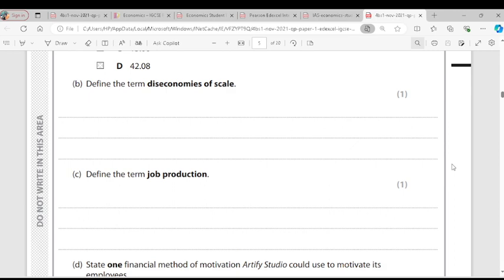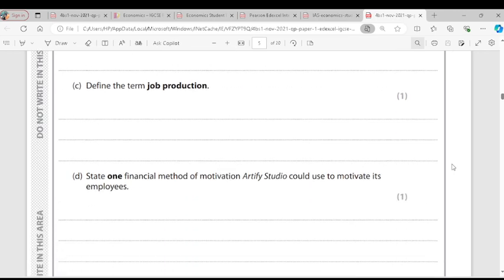Diseconomies of scale is a cost disadvantage that occurs as a result of expansion. What I'm simply saying is that when a firm is expanding, it is expected to reduce its average cost of production. But if the firm is expanding and its average cost of production is increasing, that is diseconomies of scale. Is it clear? Yes. Good. Question C. Define the term job production.